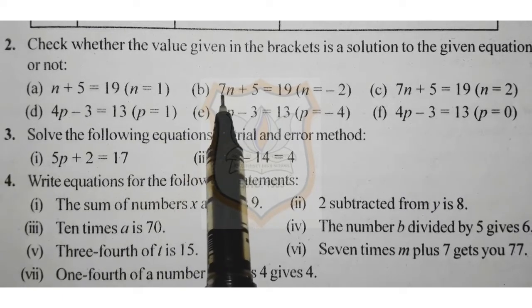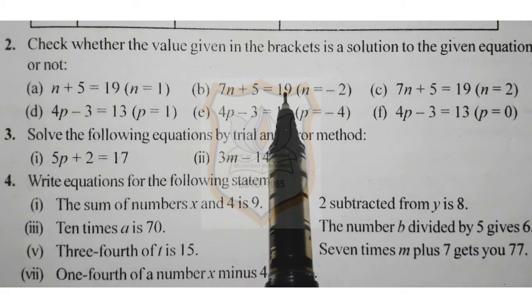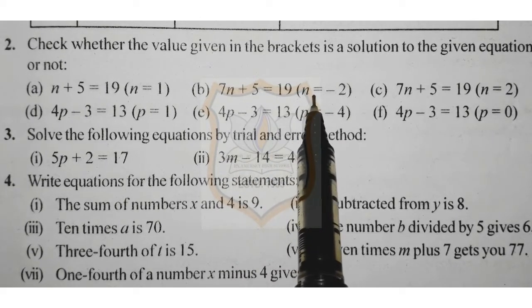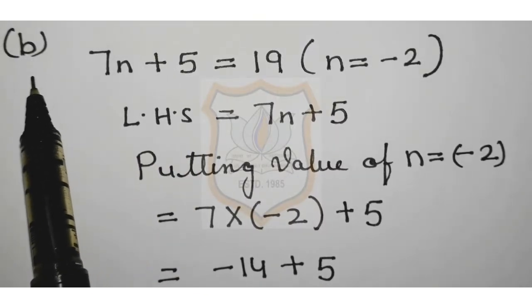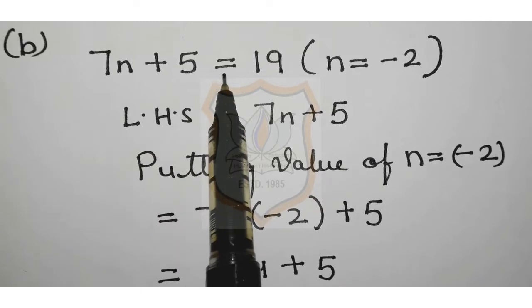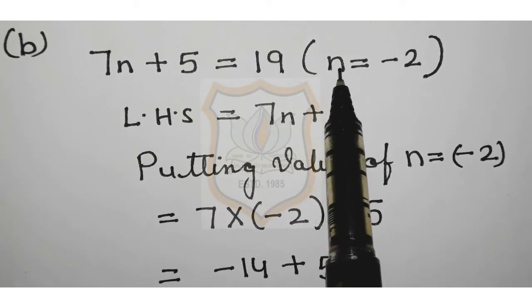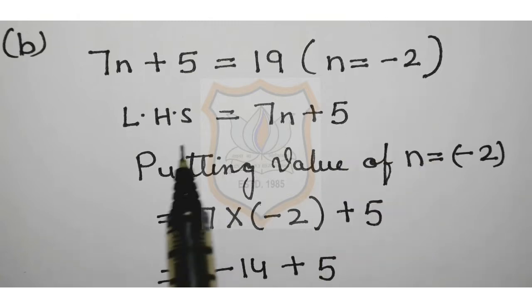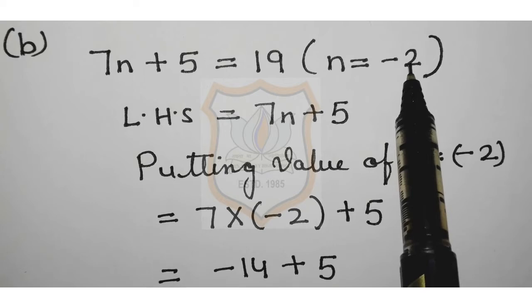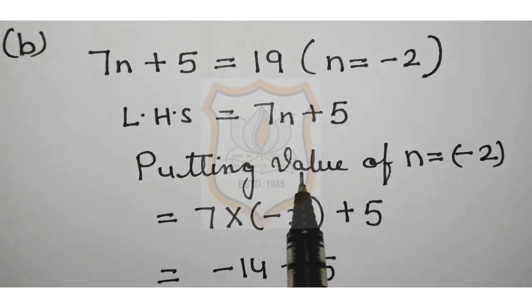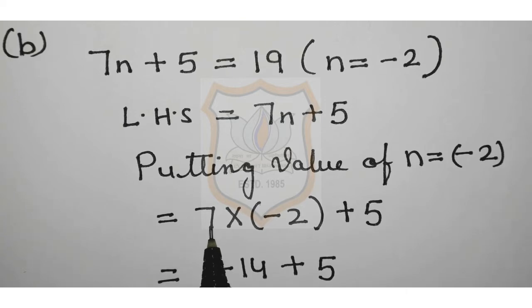B part is 7n plus 5 is equal to 19, where value of n is equal to minus 2. So let's solve B part of question number 2. 7n plus 5 is equal to 19, where value of n is equal to minus 2 given. Now LHS is equal to 7n plus 5. We will put the value of n is equal to minus 2 in LHS. So putting value of n is equal to minus 2, that is equal to 7 into, in place of n we will put minus 2 plus 5.